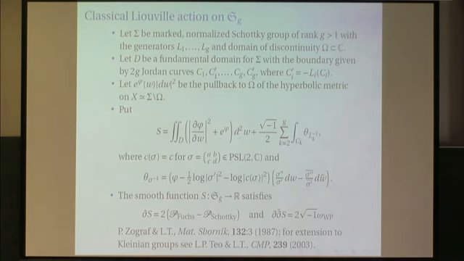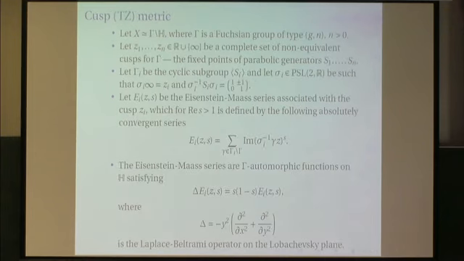Now let's discuss something. Let's discuss a new type of metric. Well, not really very new, but let's consider the case when the Riemann surface has punctures. So we consider now the case when the Riemann surface X is uniformized by the Fuchsian group of type Gn. N is strictly positive. And so let's consider a complete set of non-equivalent cusps.